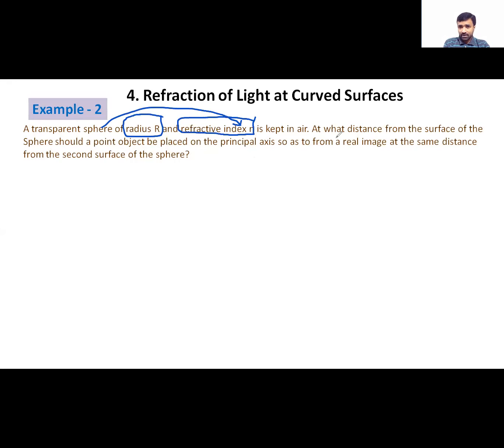Okay, the next part. At what distance from the surface of the sphere should a point object be placed on the principal axis so as to form a real image at the same distance from the second surface of the sphere? Can anybody reveal the meaning of the question? What is actually asked to find?